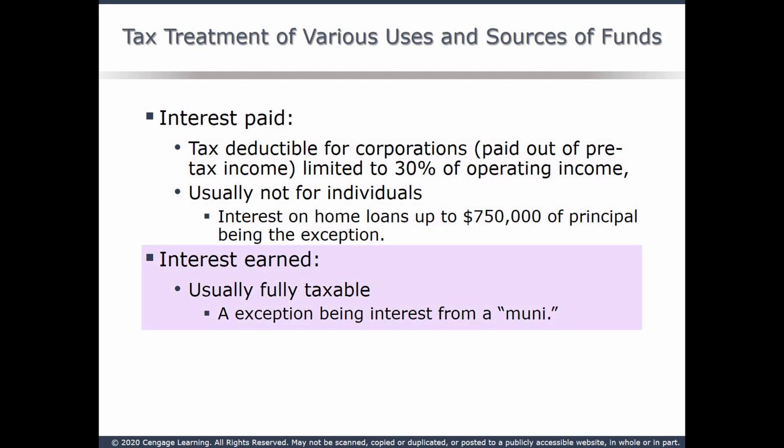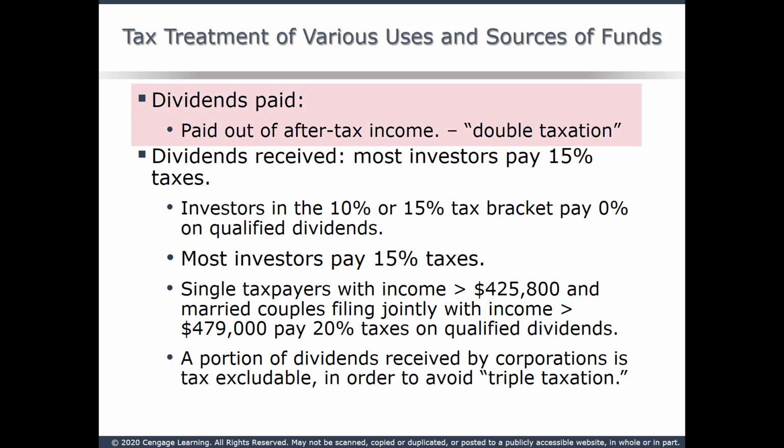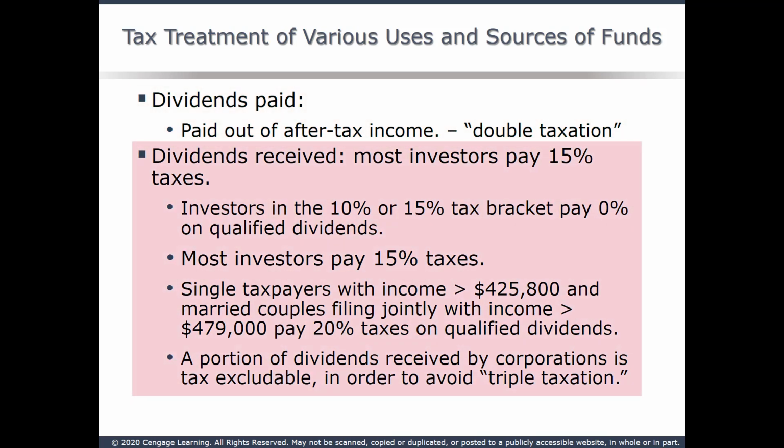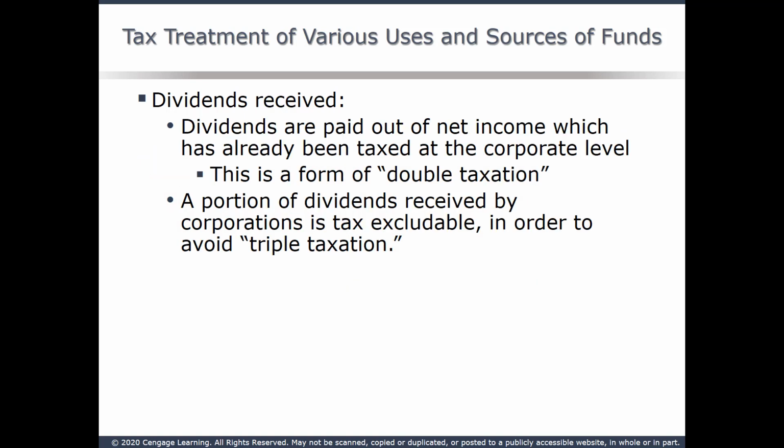Interest earned, except on municipal bonds, is fully taxable to individuals. Dividends paid are not tax deductible for the paying firm. They are paid out of after-tax income. Dividends received are generally taxed. In the 10 to 15% bracket, no tax. Middle brackets, 15%. High tax brackets, 20%. Dividends are double taxed. First, they're taxed at the corporate level, and second, they're taxed at the individual level. If a firm owns a non-controlling interest stock in another firm, dividends on that stock may be tax exempt.